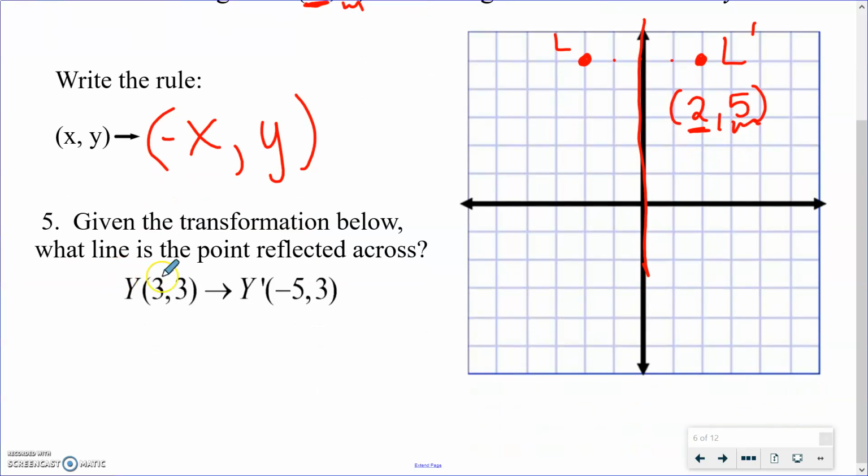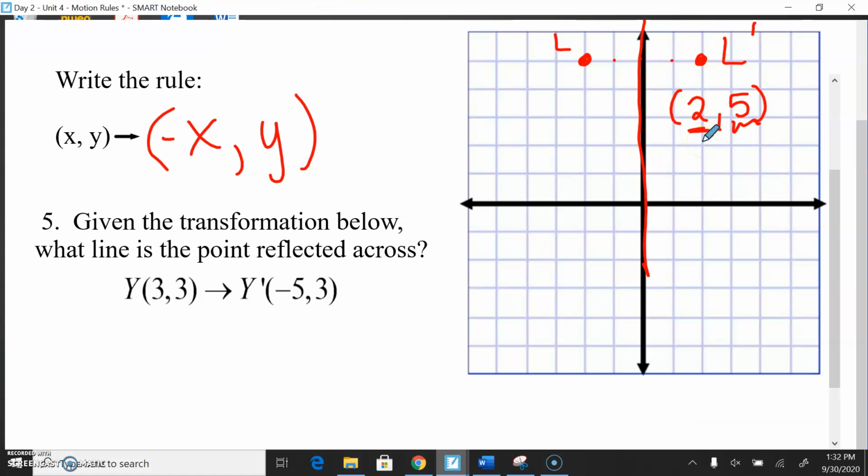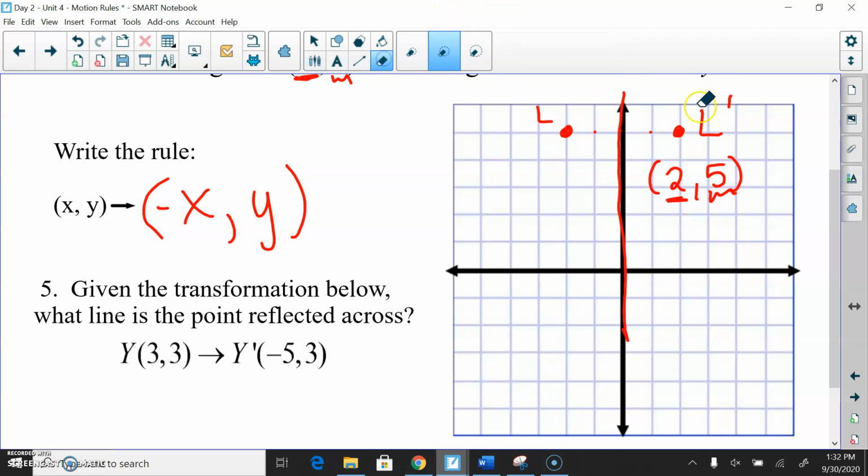So if we're looking here now at y, we're going to try and figure out what line we're reflecting over, knowing that the point is going to be the same distance from the line as the image. So the pre-image is going to be the same distance away from the line as the image. So 3, 3, well, I should probably erase here because this is a lot going on.